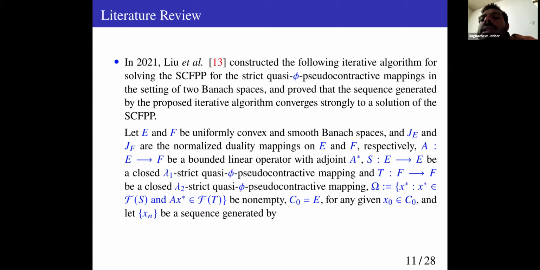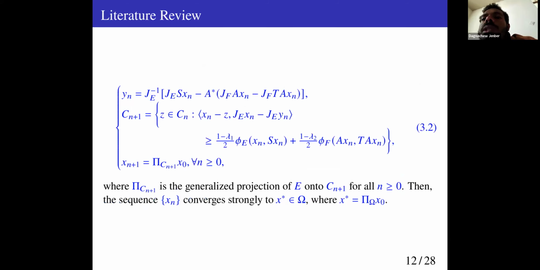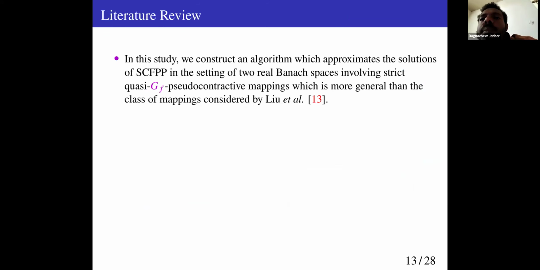Both are lambda strict quasi-phi pseudo-contractive mappings, and of course they assumed the set of all solutions of a split cone fixed point problem is non-empty, and they constructed this algorithm and they showed that algorithm 3.2 converges to the solution of the split cone fixed point problem strongly.